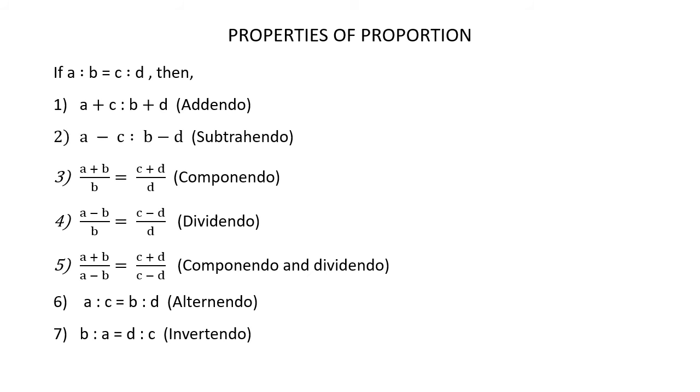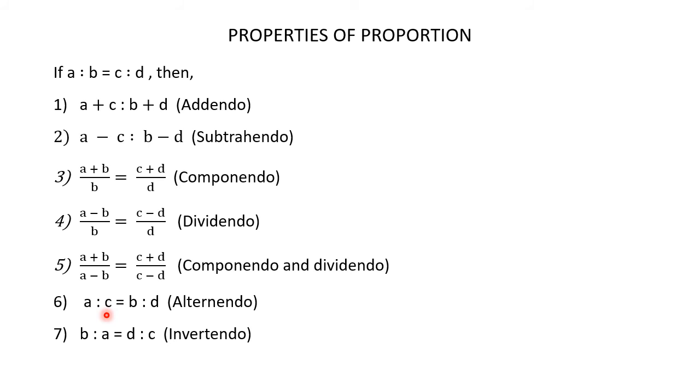(a+b)/b = (c+d)/d. This is called componendo. (a-b)/b = (c-d)/d. This is called dividendo. (a+b)/(a-b) = (c+d)/(c-d). This is componendo and dividendo.